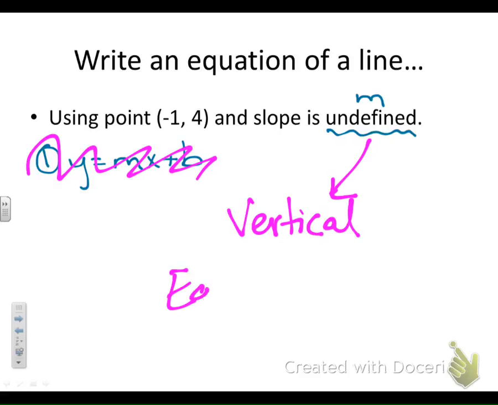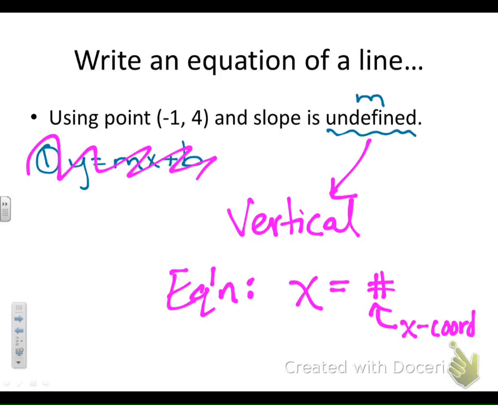The equation is set up different. It has to be x equals a number, and this specific number was supposed to be the x-coordinate, or I believe yesterday we said x-intercept. If I have the point, I'm going to use the x-coordinate to create this equation. If you're going through the process and you realize you've got an undefined slope, you cannot have y equals mx plus b. You have to have x equals a number.